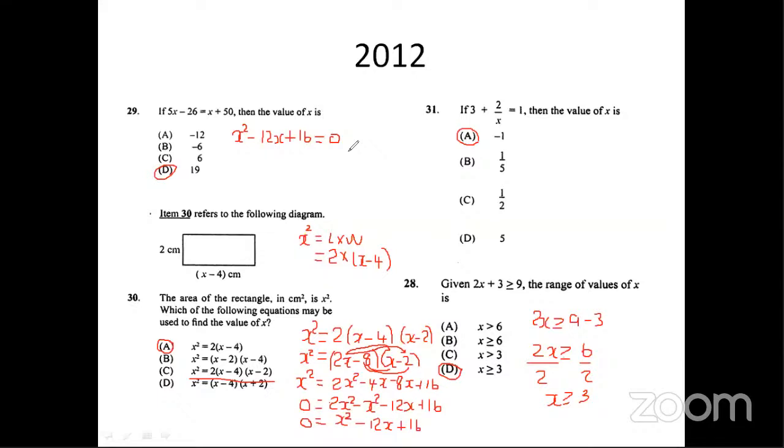Are there factors of 16 that we can add to get -12? 4. 4 times 4 gives us 16, but 4 plus 4 is 8, not 12. Any other values come to mind? 8 and 2. But that does not give us 12 either. No. 8 and 2 won't work, so we will have to use a formula.